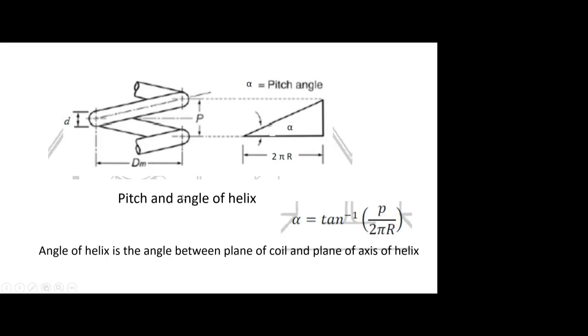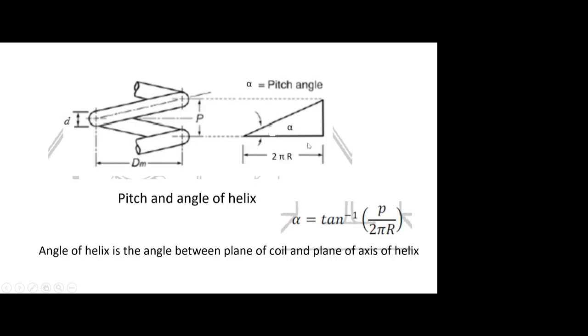See here, the angle of helix is shown here, that is alpha. That means the coils are not wound horizontally. The plane of the coil is not horizontal. It is having a small inclination. That inclination is called the angle of helix. Angle of helix is the angle between the plane of the coil and the plane of axis of the helix. That means the helix is not wound in a horizontal plane, but at an inclination. So the angle or slope of that plane is called the angle of helix.